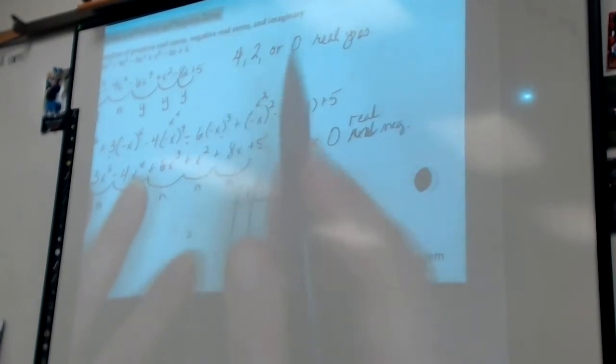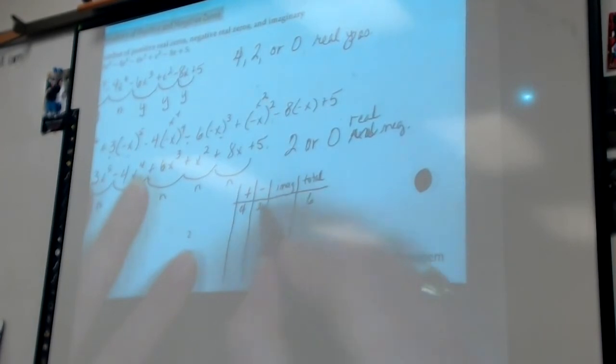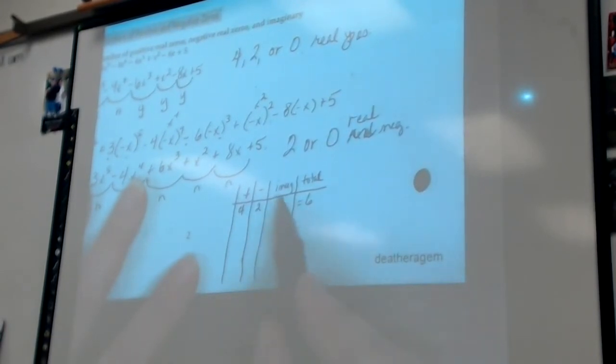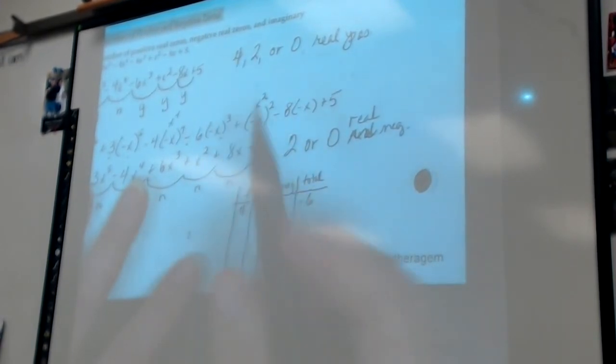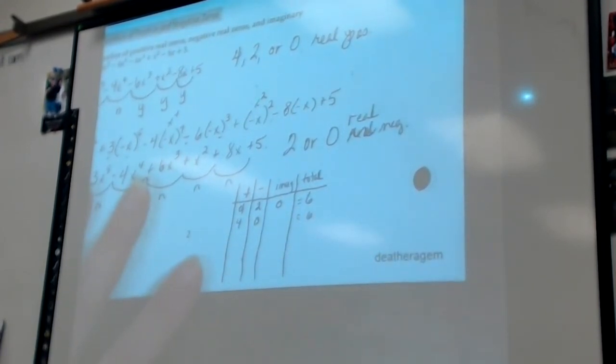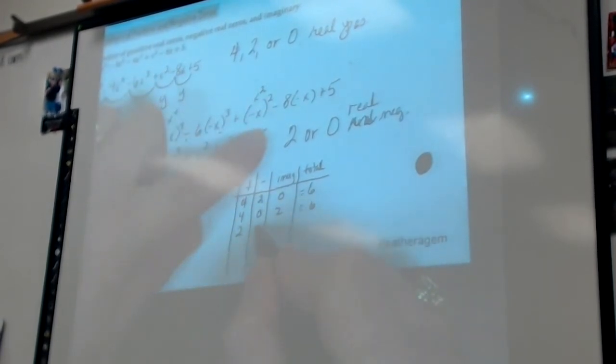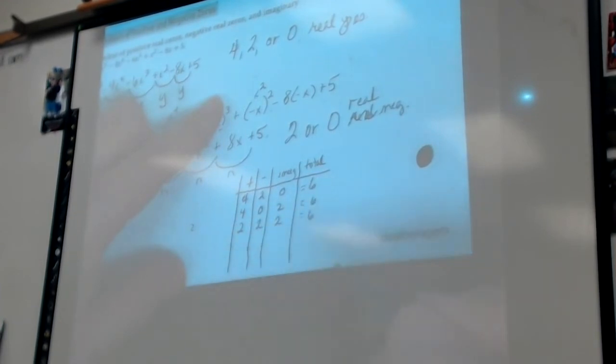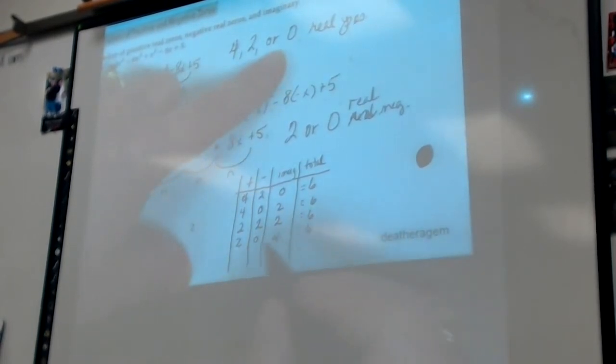So let's say we had 4 positives, 2 negatives. How many is that altogether? 6. So how many imaginary could you have in that scenario? None, because it can't be more than 6. All right, well, let's say we had 4 positive and 0 negative. How many imaginary would we need to have a total of 6? 2. All right, let's say we had 2 positive and 2 negative. Then how many imaginary would we have to have? 2. Let's say we had 2 positive and 0 negative. How many imaginary would we have to equal 6? 4.